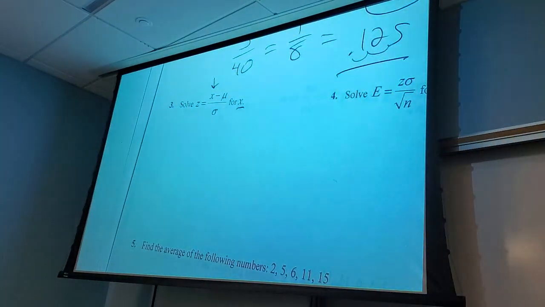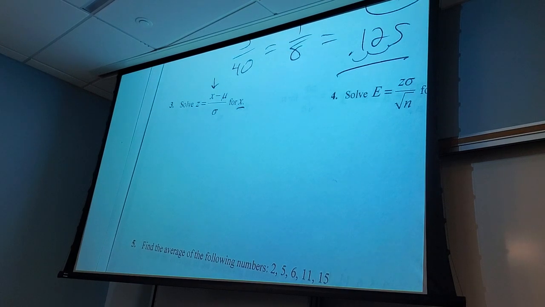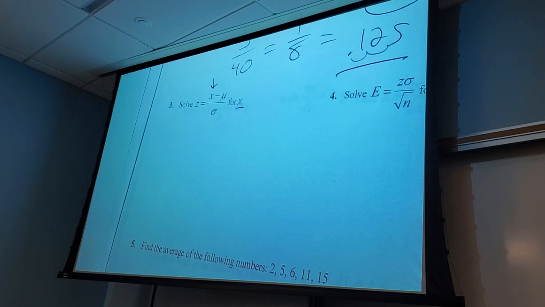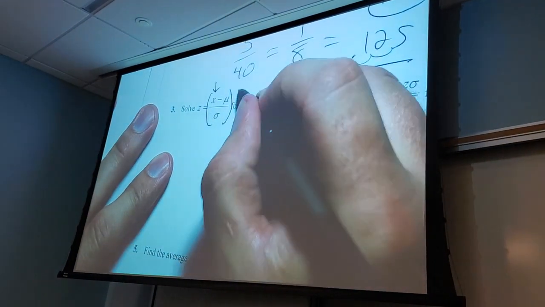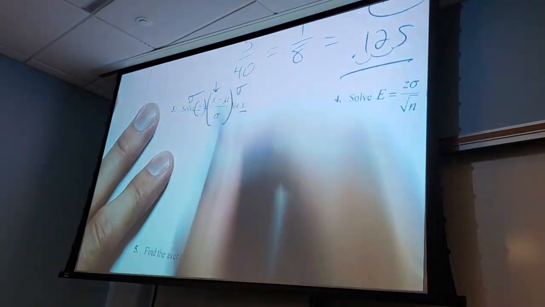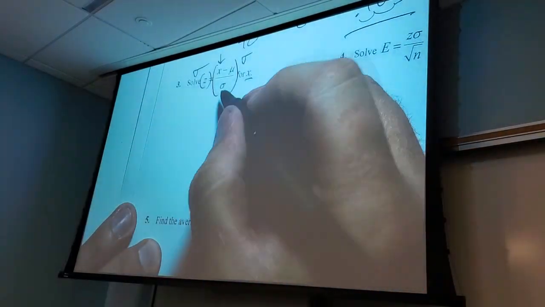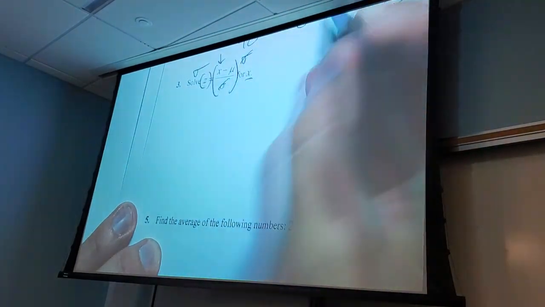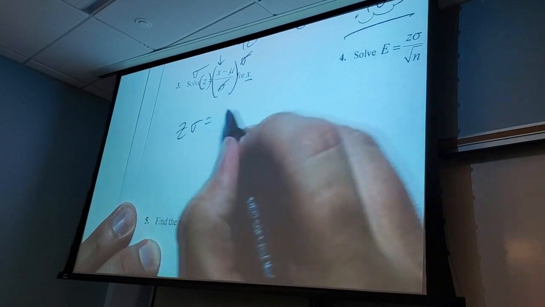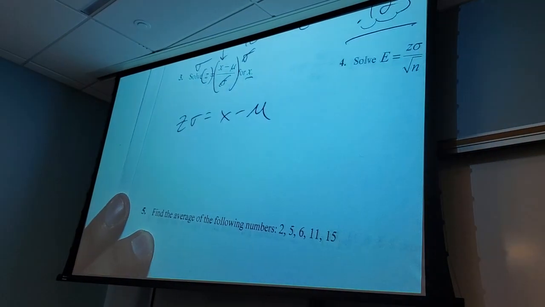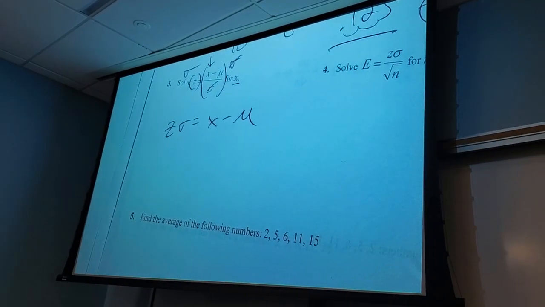The equation will instantly look much better. Well, you have to multiply the other side. Beautiful. Whatever you do to one side of the equation, you got to do the other side, right? Otherwise, it's not a true equation anymore. So if I multiply this side by sigma, got to multiply this side by sigma. So then these cancel, die. So then I get z sigma equals x minus mu. That looks so much better already.